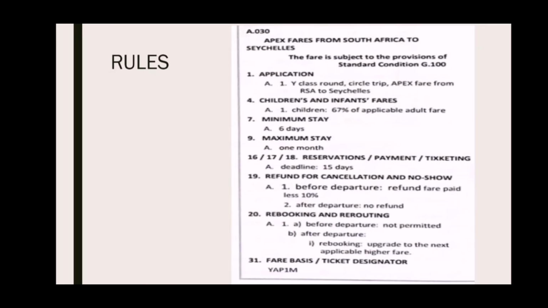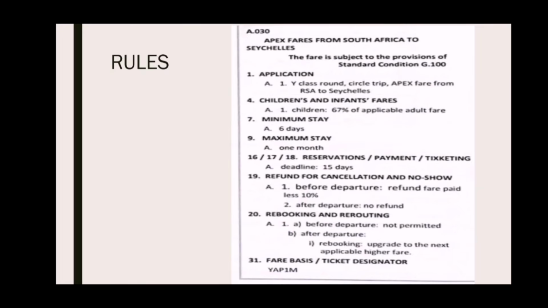With regards to reservations, rules number 16, 17, 18 cover reservations, payments, and ticketing, and it says you have a deadline of 15 days. So you need to advance purchase this ticket 15 days prior. And then from there, number 19, refunds for cancellation and no-shows, says before departure, the fare can be refunded less 10%, and after departure you will not be getting a refund.